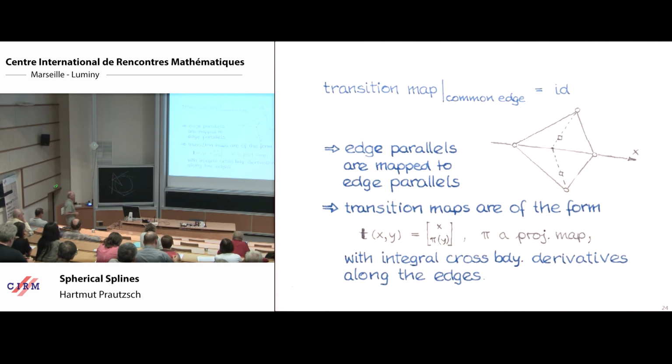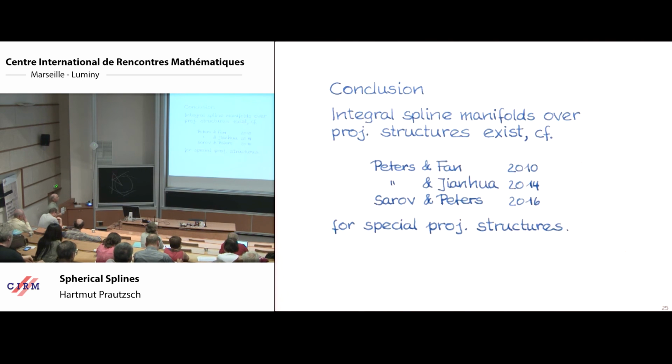And this basically means that the transition maps can be brought into the following form, where x is the variable running along this common edge, and the cross-boundary variable sits here in a projective map. The second coordinate doesn't depend on x, which means that if we differentiate that map here, we have integral cross-boundary derivatives, and if we use that in the usual CK constructions, we could end up getting integral splines.